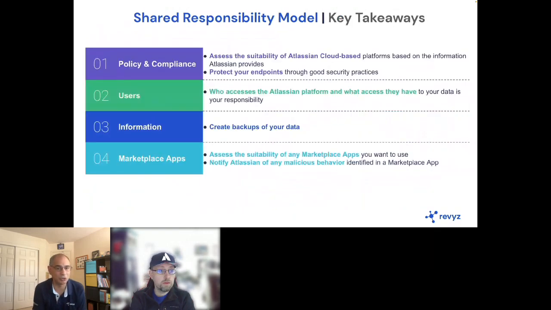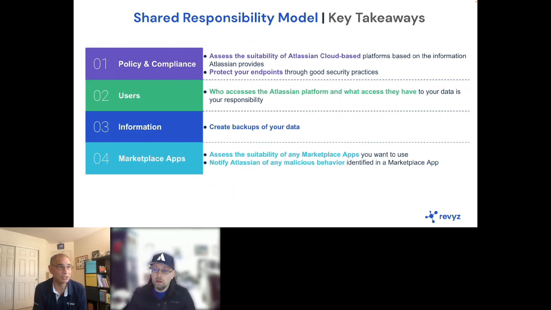So maybe let me go over the four key things when it comes to the Atlassian shared responsibilities, the responsibilities which you have as the app owner, or if you're the administrator for that application, the four things which you need to keep in mind. Number one, you need to make sure that the data which you're putting into the Atlassian platform for Jira, Confluence, or JSM, irrespective of which application it is, is suitable for your usage model, and you are in compliance with the laws of the land where you're operating from.